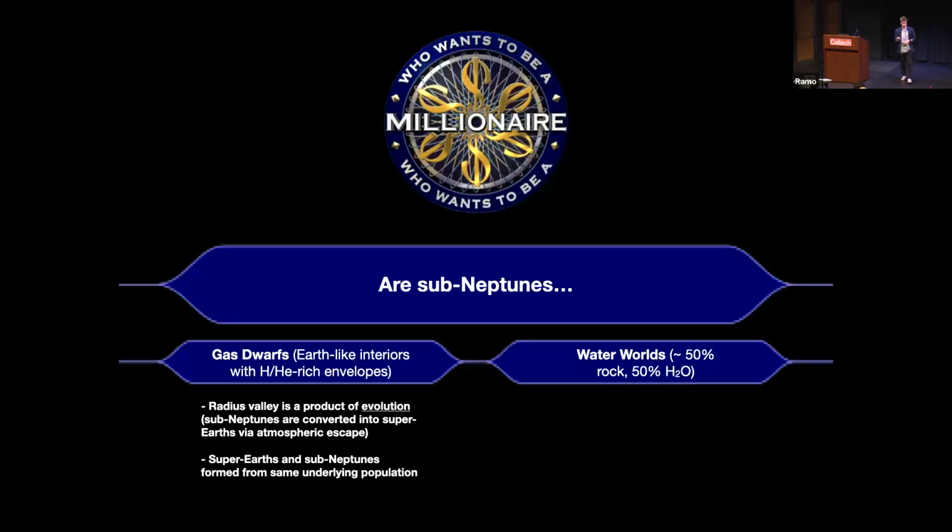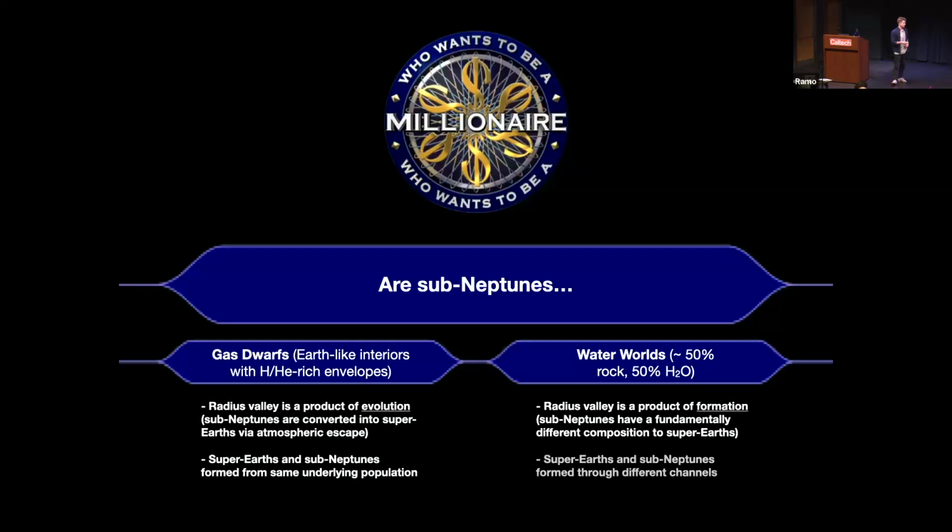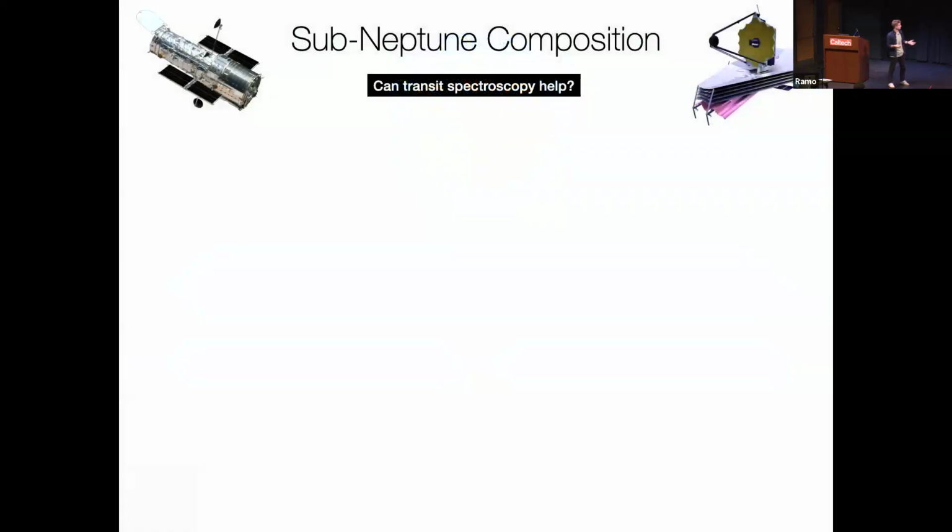The water world scenario is different. It's saying that there are two very distinct formation pathways and that the radius valley is a delineation between how these planets form. They have very fundamentally different interior compositions. So we want to know the answer. We can't phone a friend. So we are going to phone a friend. We're going to ask transit spectroscopy, can it help us?